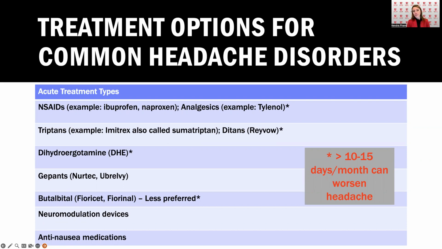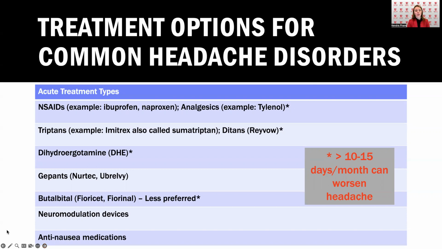There is butalbital, containing medications like Fioricet or Fiorinal. These medications are less preferred because they're a little more prone to medication overuse headache, and they have to be withdrawn slowly, safety wise. And so we prefer some of these other medications that we've mentioned as they're just a little better and a little safer. Neuromodulation devices also can be used for as needed treatment. And then we often use anti-nausea medications too, some to help with nausea, but some also can help with the headache.